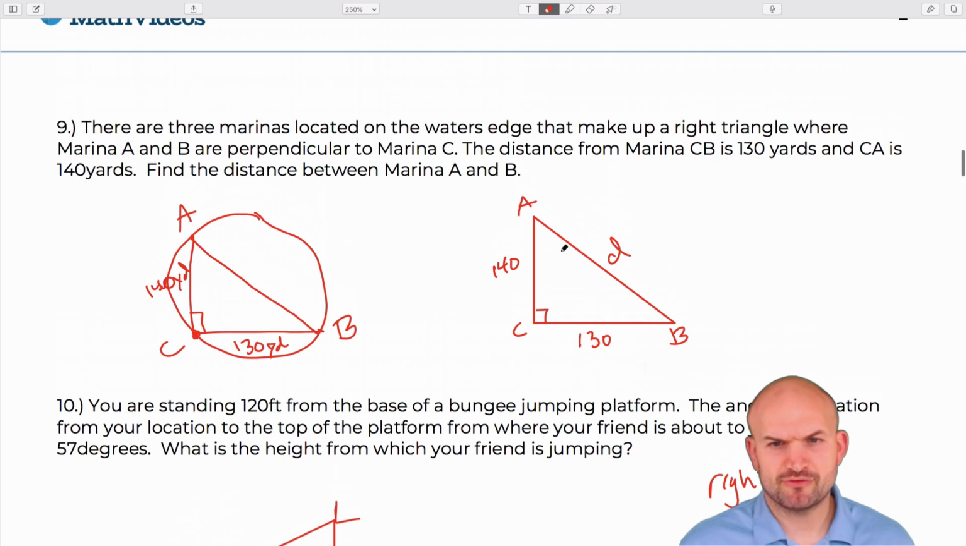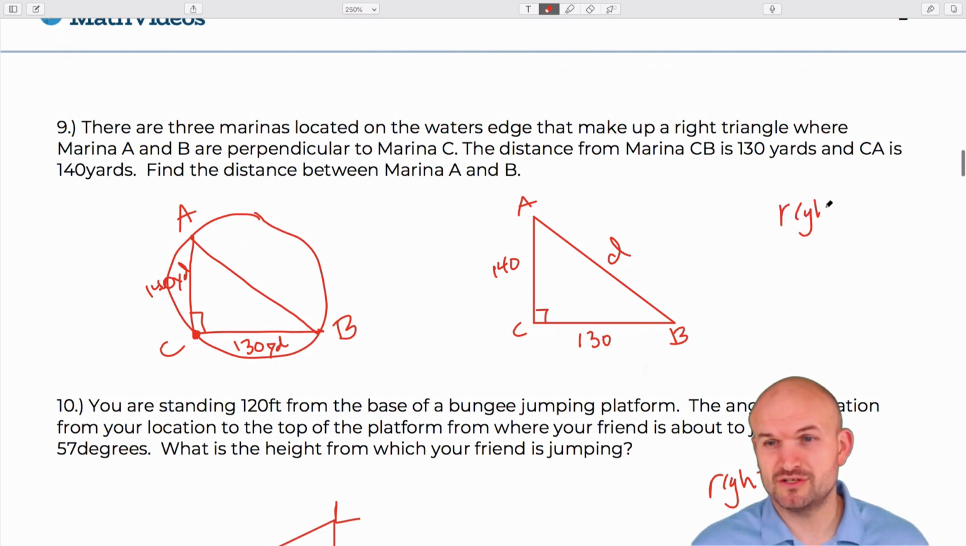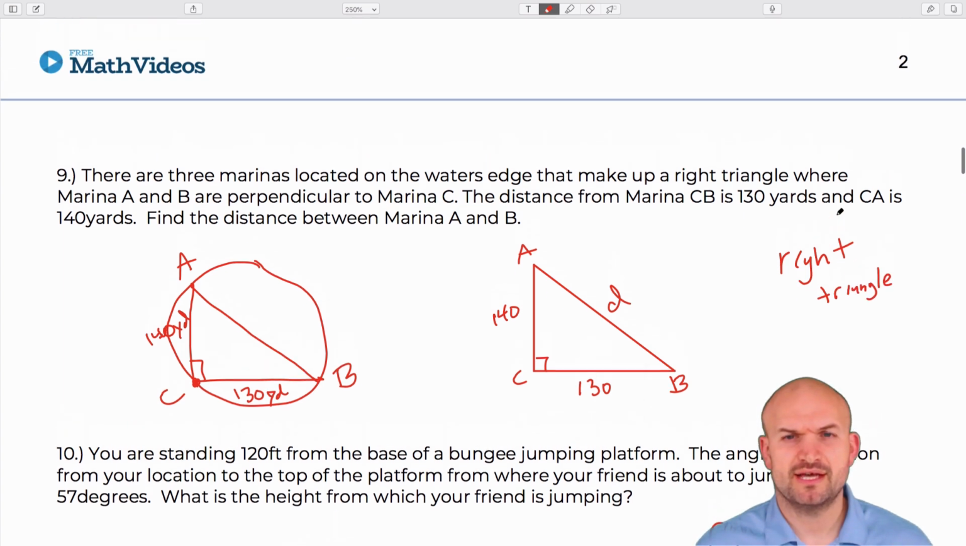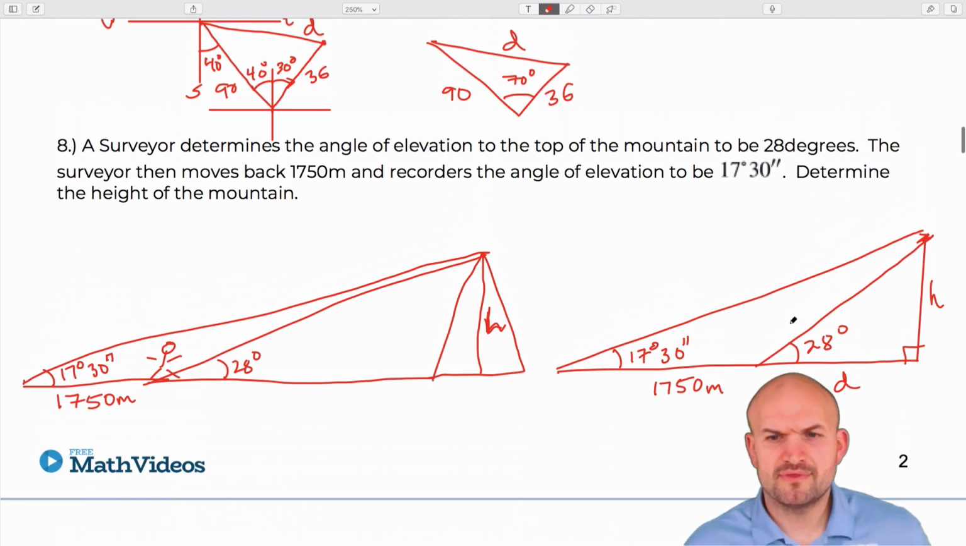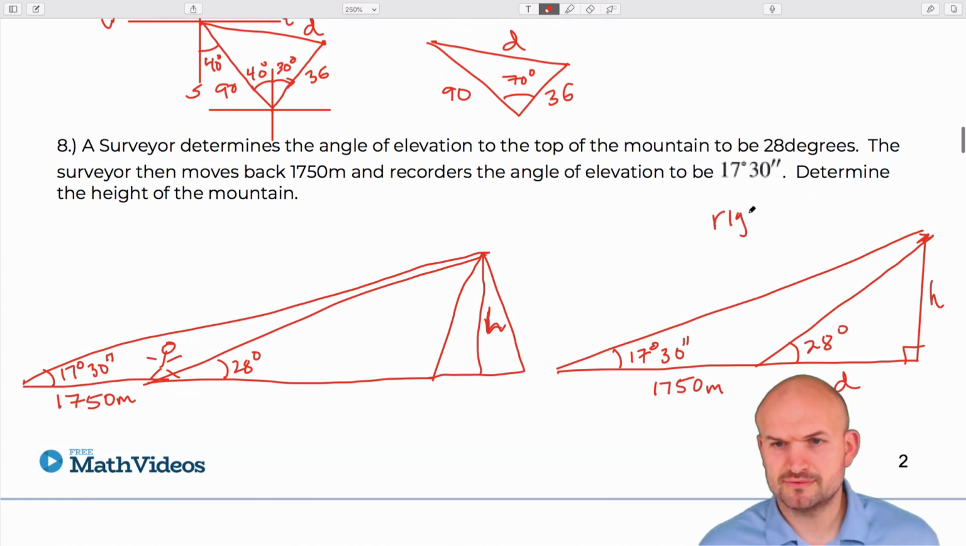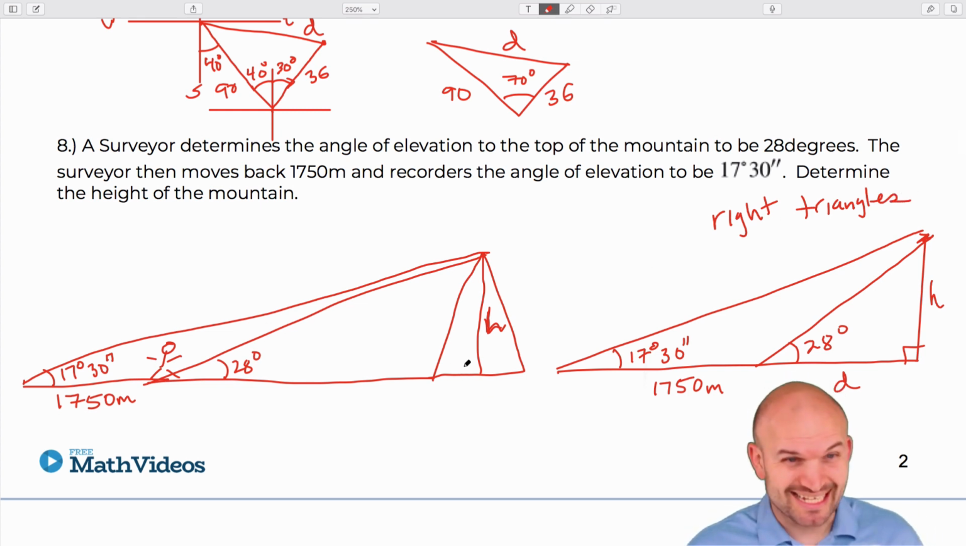This one is going to be three marinas. We're looking for D. That's a right triangle. You're going to use the Pythagorean theorem. Then this one is going to be right triangles. Now this one, you're actually finding the height, right?